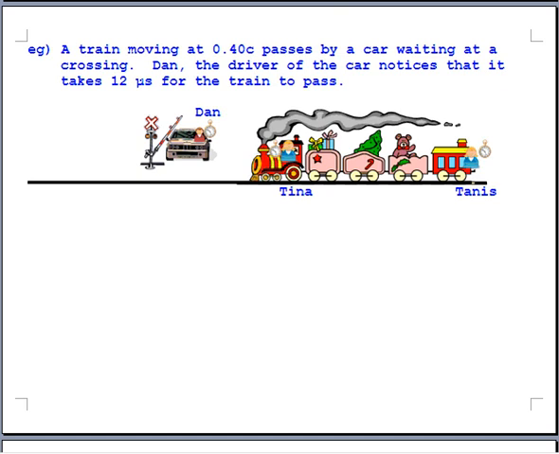We've got Dan, a single person with a single clock waiting at the train crossing. Got a fancy little BMW race car. And then we've got this long relativity train moving really fast, 40% the speed of light fast, captained by Tina, and Tanis is in the caboose. And here's what we're going to try to find first. There's actually 3 things we're going to find in this question. What is the length according to Dan?